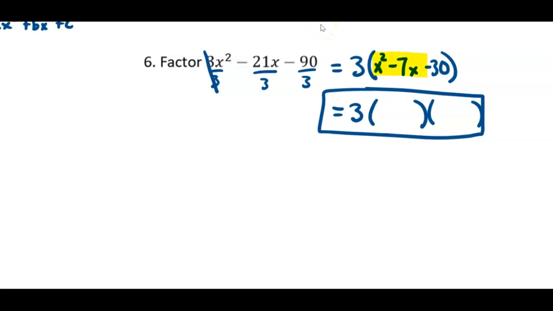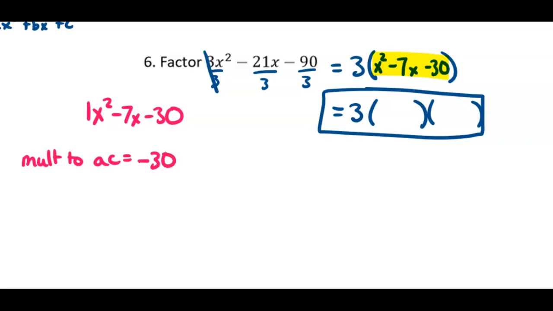Okay, so what we're factoring is this: x squared minus 7x minus 30. So remember, we ask ourselves what multiplies to AC, which A is 1, C is negative 30, so 1 times negative 30 is negative 30, and adds to B, which is negative 7.